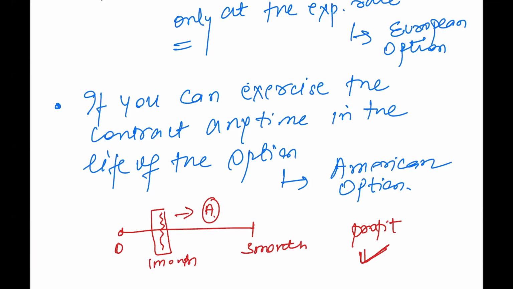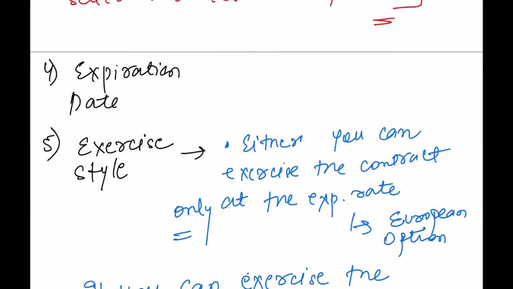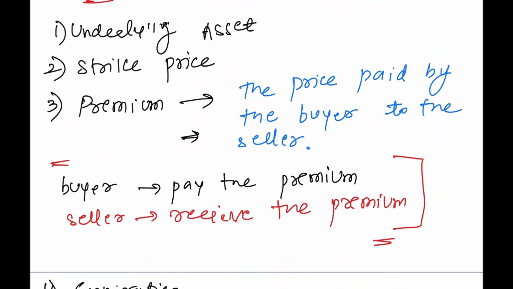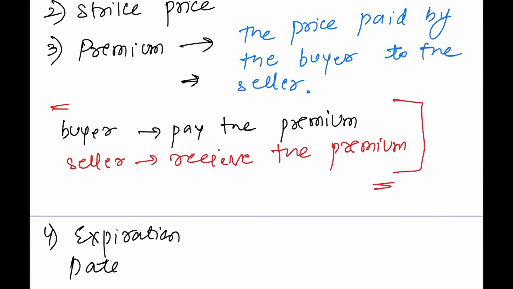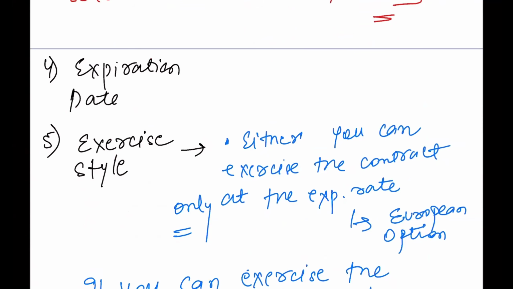But when you can only exercise at maturity, that is what we call a European option. So this is the style of exercise, and these are the important characteristics: what the underlying asset is, the strike price, and the premium. Always remember, premium is nothing but the price paid by the buyer to the seller. The buyer will always pay the premium, the seller will always receive it. Then the expiration date and exercise style. These are mentioned in an option contract.